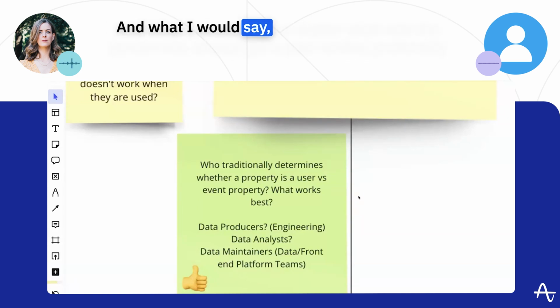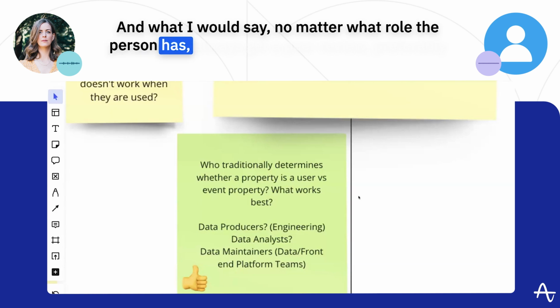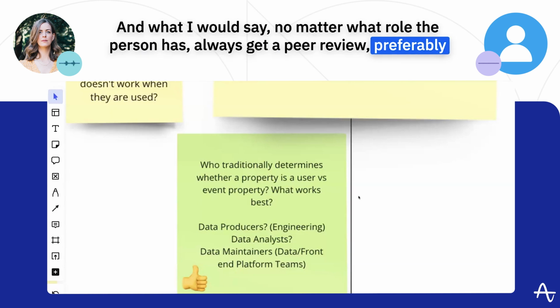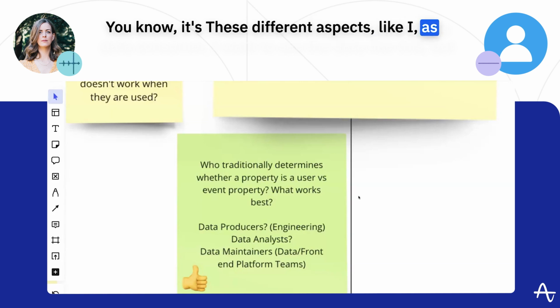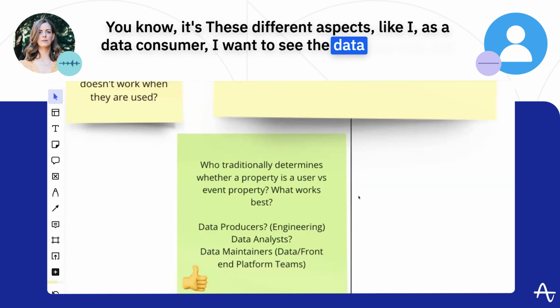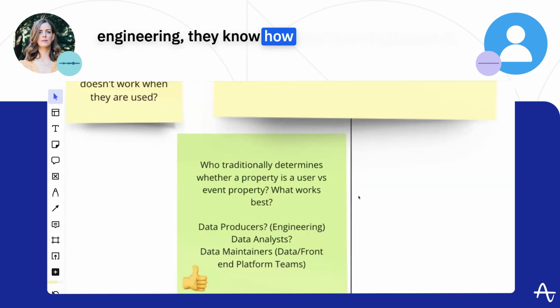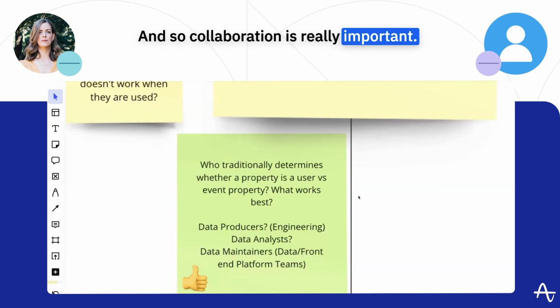And what I would say, no matter what role the person has, always get a peer review, preferably from someone that has a different role than you. You know, it's these different aspects. Like, as a data consumer, I want to see the data like this, but the engineers know how best to implement it. And do we have this information available at this time? And so collaboration is really important.